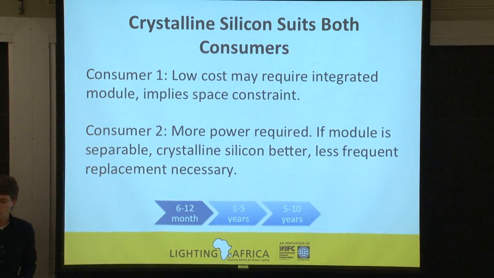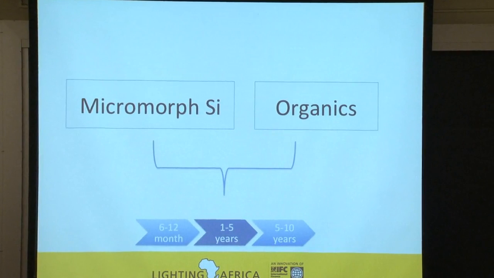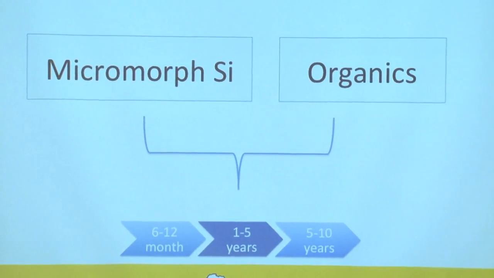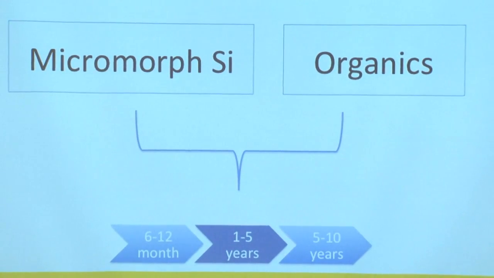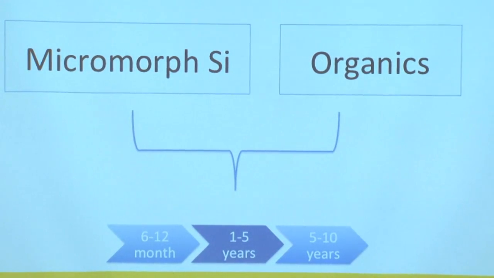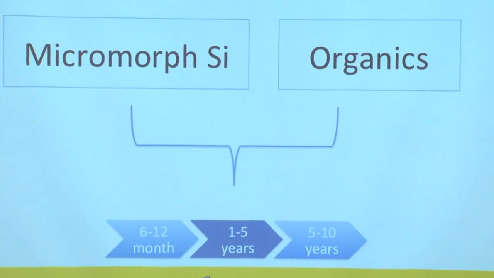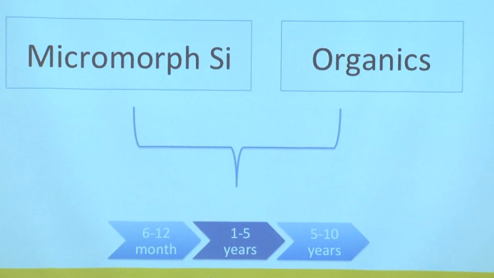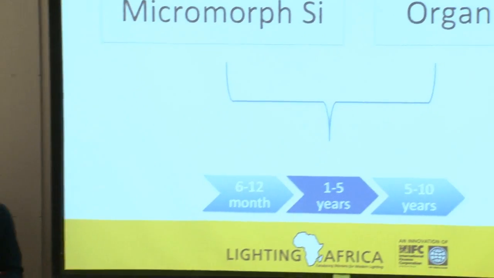So for the 1 to 5 year time frame, we looked at 2 different technologies. We considered crystalline silicon to offer a baseline for cost, and then we looked at technologies where we could achieve a cost reduction. We focused on micromorph silicon, thin films, and organic solar cells. These are both thin film type technologies. You might wonder why we didn't include CdTe or CIGS. The reason is that since they contain cadmium, they have to be recycled at the end of their life, and we didn't think that was very realistic in this context.